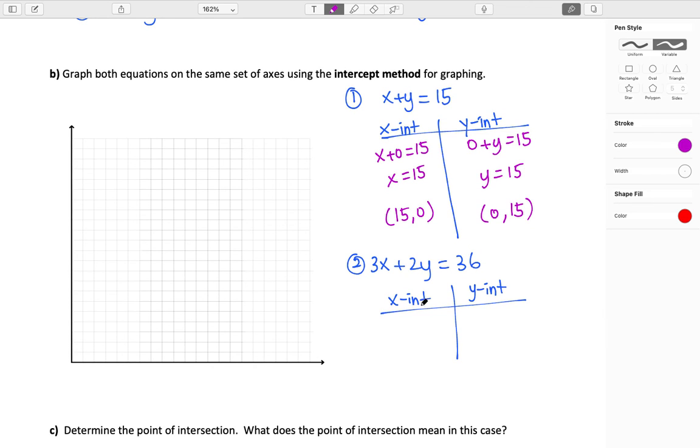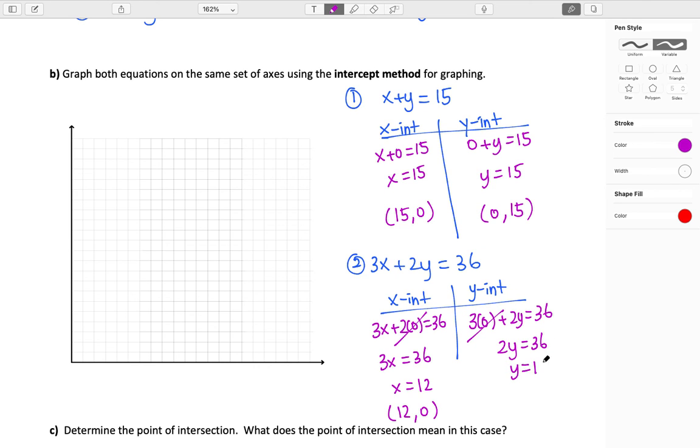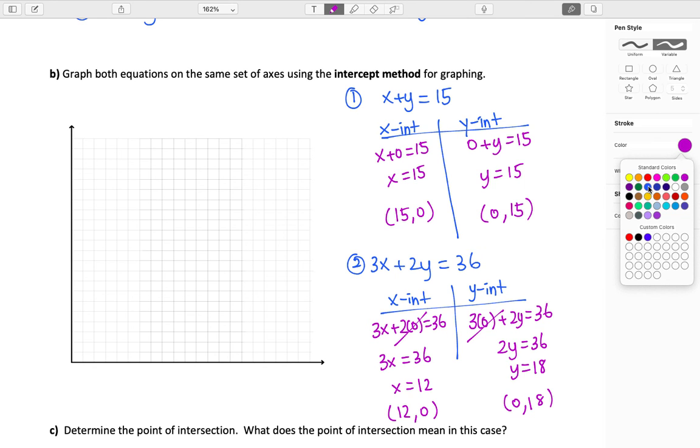On the other hand, for this equation, x-intercept, so I'm going to let y equal 0. So this becomes 0, because anything times 0 is 0. So it looks like it's 12, 0. For my y-intercept, I'm going to let x equal 0. So this becomes 0. So it's going to be 0, 18. Okay, now let's label the axis.